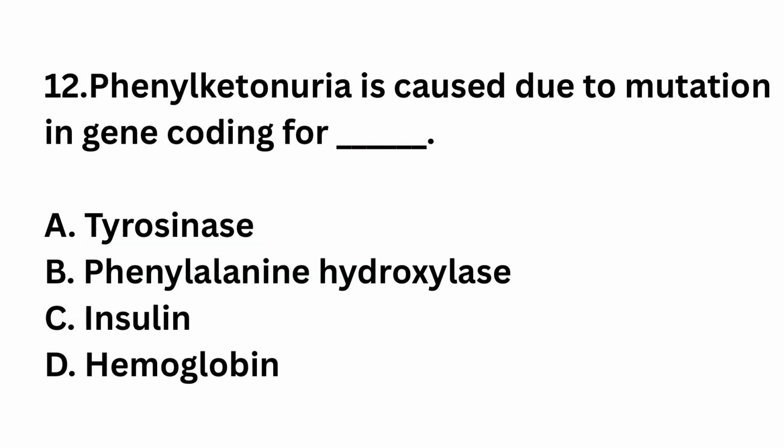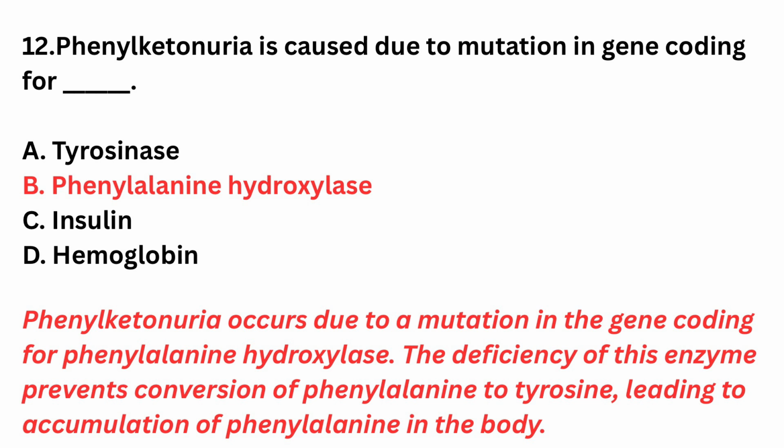Question number 12. Phenylketonuria is caused due to mutation in gene coding for: tyrosinase, phenylalanine hydroxylase, insulin, hemoglobin. The right answer is option B, phenylalanine hydroxylase. Phenylketonuria occurs due to a mutation in the gene coding for phenylalanine hydroxylase. The deficiency of this enzyme prevents conversion of phenylalanine to tyrosine, leading to accumulation of phenylalanine in the body.